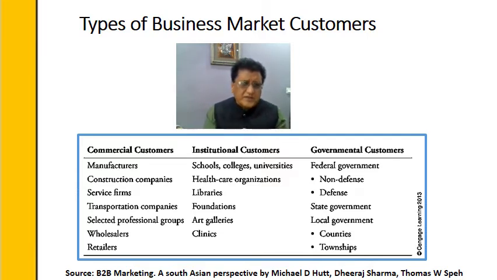Another example of manufacturers can be any car automobile manufacturer which is sourcing various components, or a PC manufacturer. Then construction companies, large construction companies. So large construction companies, they also form commercial customers.